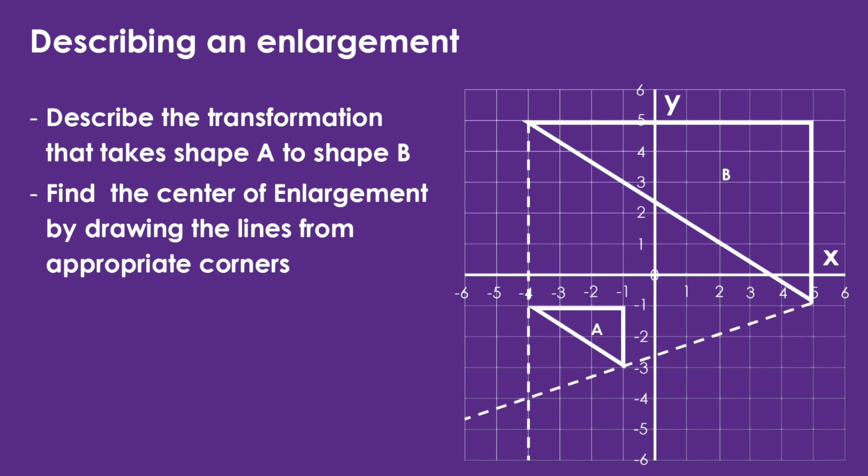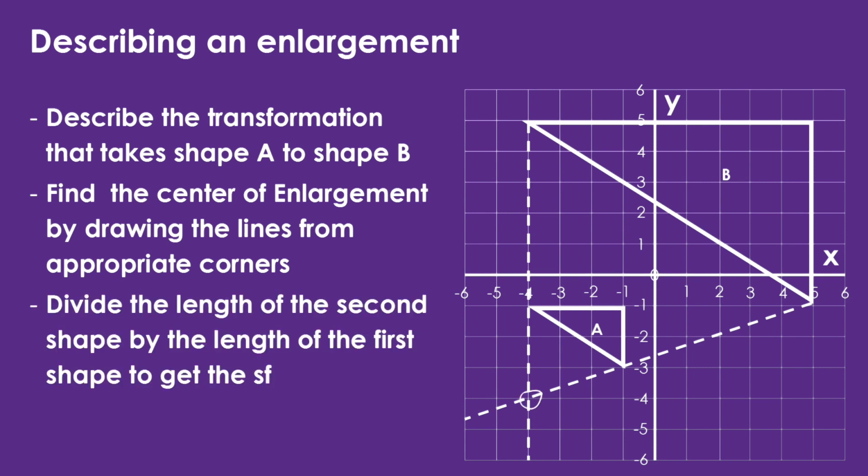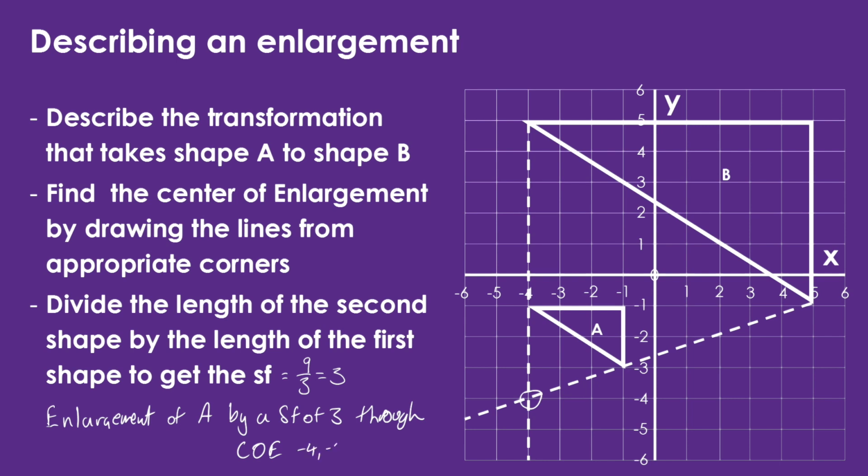In order to find the scale factor, I need to divide the length of one of the sides of the shape that is being created, or B in this case, by the same side on the original shape of A. I'll choose the top side of B, which is 9 squares long, and divide it by the same side on A, which is 3 squares long. This gives us a scale factor of 3. We can now state that this transformation is an enlargement of shape A by a scale factor of 3 through the COE -4, -4.